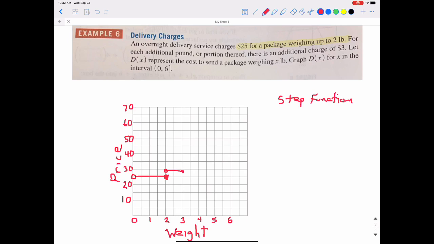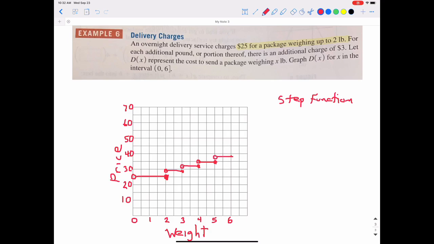And then we'll continue that same pattern for 3 to 4 pounds. That would be a $31 package. So again, an open circle above the closed circle there and a closed circle here. And then from 4 to 5 pounds would be $34, so that should be a little bit below the 35. And then $37 for 5 to 6. And then that's as far as we go.